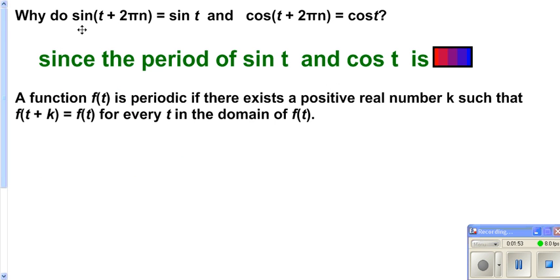So, what is the period? Well, because you go around your circle once is 2 pi. Once you go around more than once, it's going to repeat. So our period of sine and cosine is 2 pi. A periodic function goes so far before it starts to repeat, and then it repeats on that whole interval again and again.